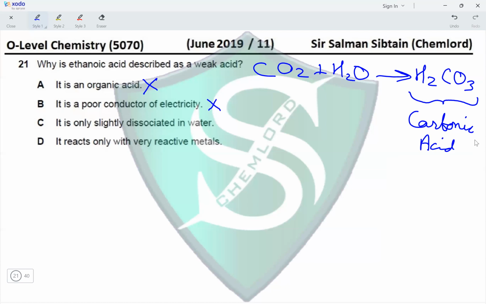It is only slightly dissociated in water. This is the definition of a weak acid. A weak acid is only partially dissociated in aqueous solution.